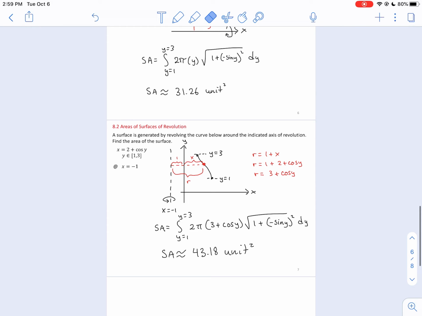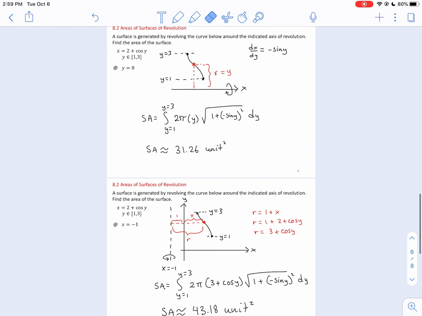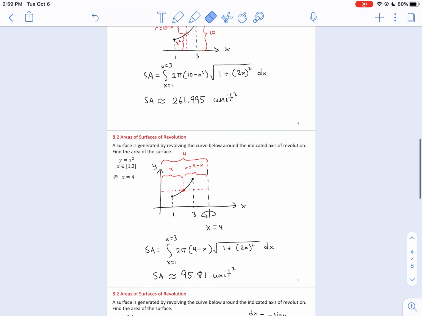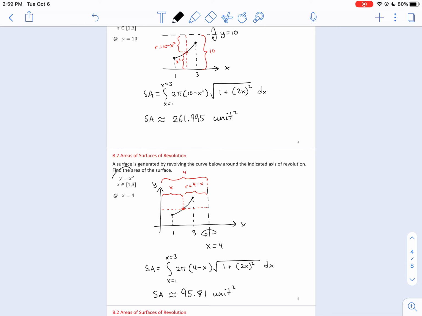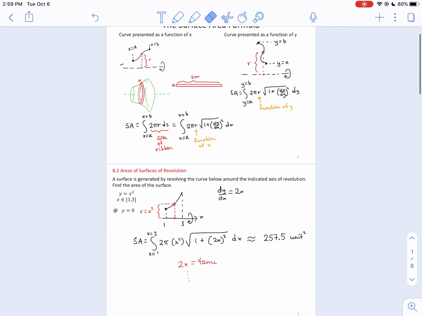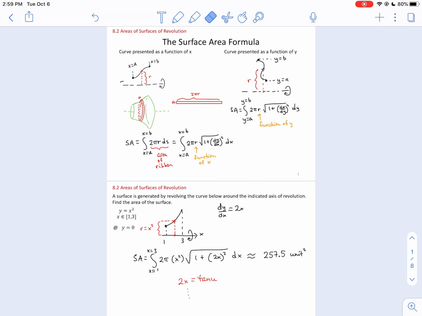And there it is. We've done some examples of curves given as functions of y with horizontal and vertical axes of revolution, in which case, because the curves were given as functions of y, just do everything in terms of y. And then the other cases where the curves were presented as functions of x, so do everything in terms of x, and we did cases that had both vertical axes of revolution and horizontal axes of revolution. And that is how you find the surface area of a surface that's been created by revolving an arc around some axis.